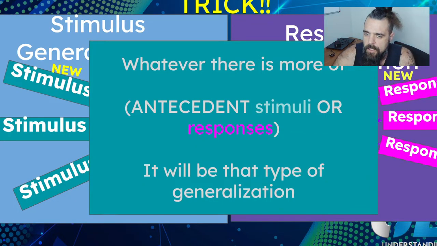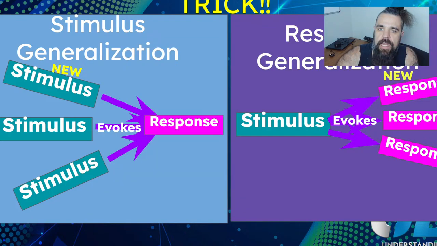All right, so here is our very simple trick. Whatever there is more of, so if we have more antecedent stimuli or more responses, that will be the kind of generalization. Another way to look at that is whatever is generated, a new context or a new response, that will also be the type of generalization that occurs.